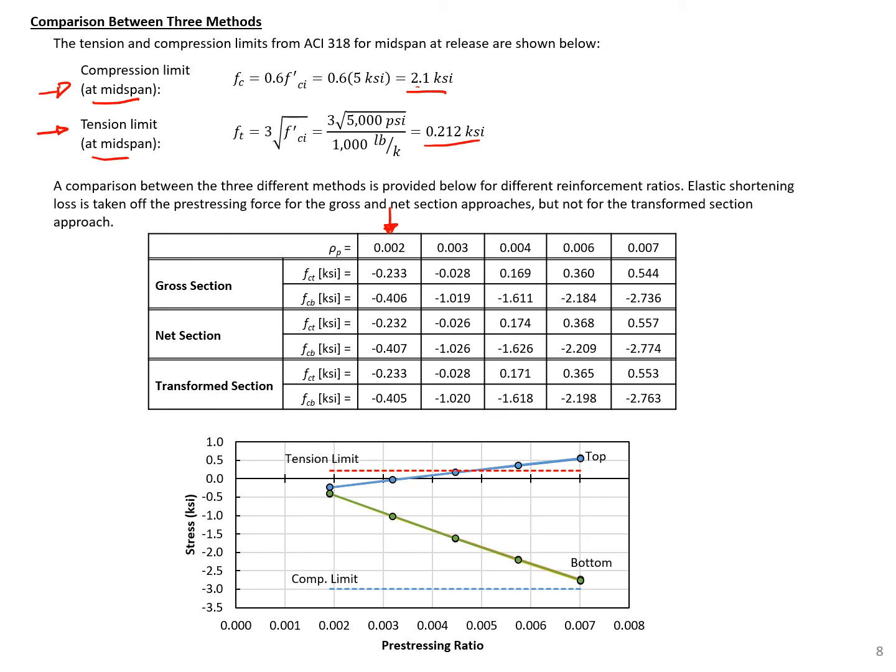They're very similar between the three approaches, so essentially using gross sections is okay. We can see that as we increase our reinforcement ratio, the difference between the three approaches does increase, but it's still relatively minor. And that concludes this example.